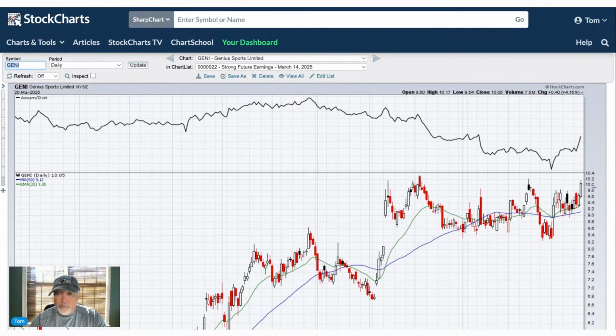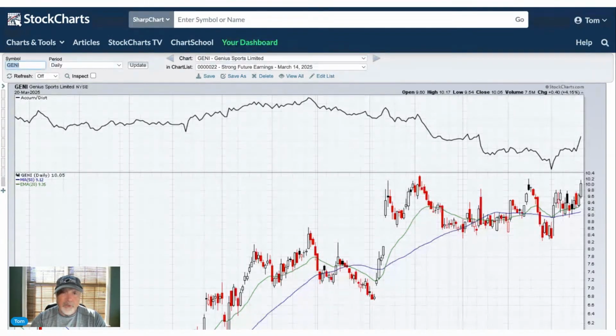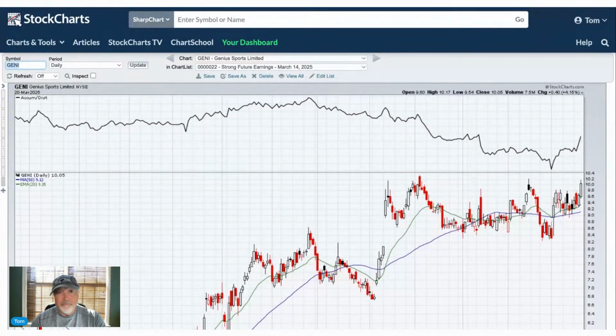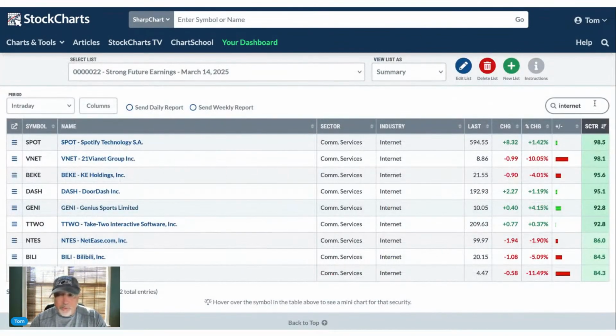So, if we get a breakout, we've been struggling to get through about 10 and a quarter, 10.30. If we can get through that level on a breakout with increasing volume and a strengthening AD line, this is a potential breakout candidate that you certainly could consider trading. And so we could go through and do this with any industry group that you wanted.